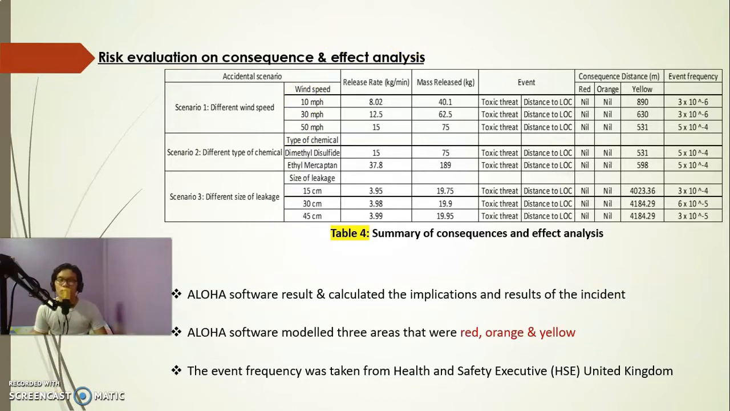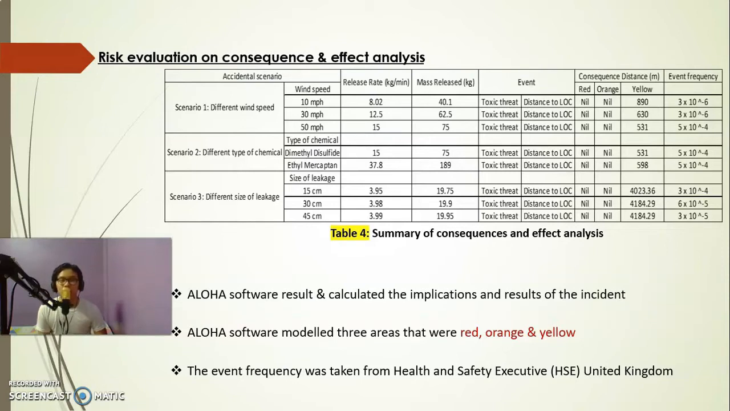While in the second scenario we have 2 different types of chemical, which are DMDS, dimethyl sulfide, and ethyl mercaptan. And lastly, the third scenario is different size of leakage, which are 15 cm, 30 cm, and 45 cm. For the first scenario, the release rate for each wind speed is different, and the mass release is also different for each wind speed. For the event, it is a toxic threat and the distance to LOC.